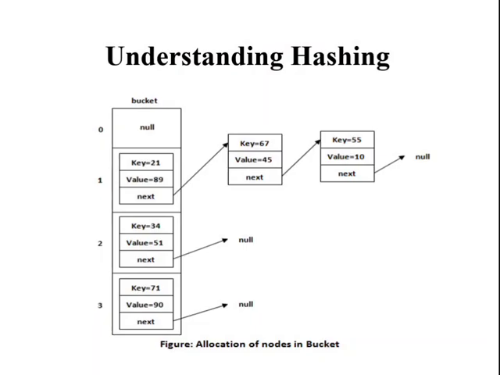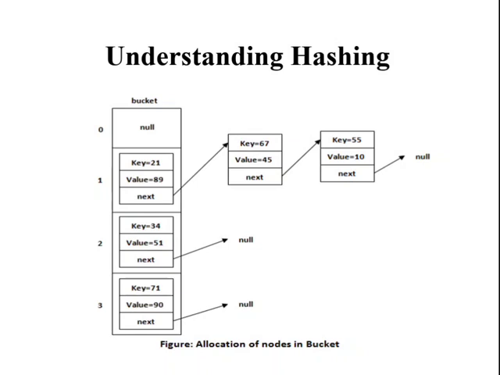Next topic is understanding hashing. You must be familiar with the hash code and equals methods before understanding the underlying working of HashMap. The figure shows the allocation of nodes in a bucket. The bucket consists of 0, 1, 2, 3.